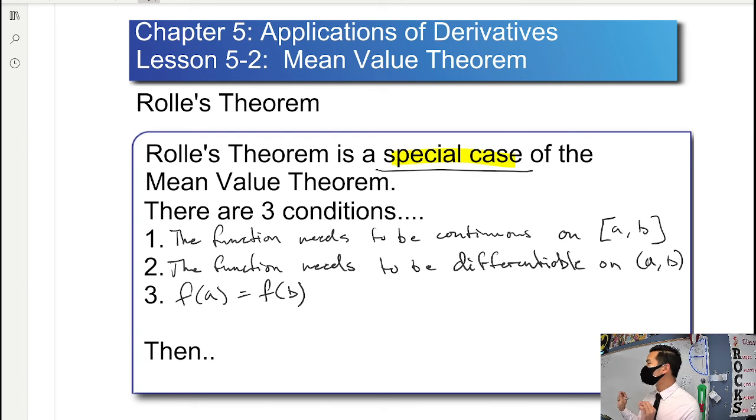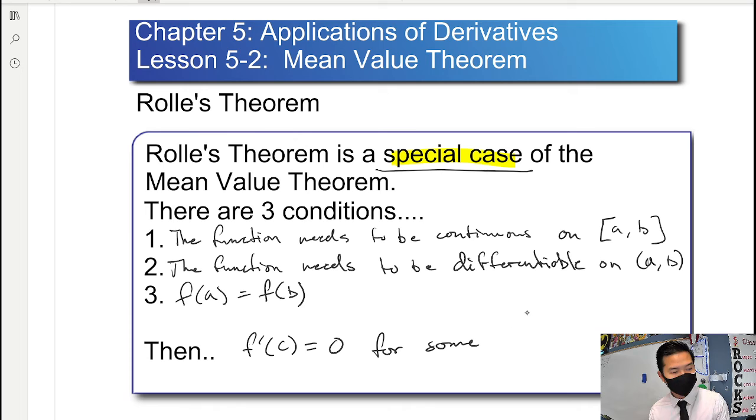If the endpoints are equal to each other in the function, like if it's going from 0 to 3 and the function at 0 is equal to the function at 3, an interesting thing happens. At some point, the derivative should be equal to 0. Guaranteed that it'll equal 0 for some value of C that is in A to B.